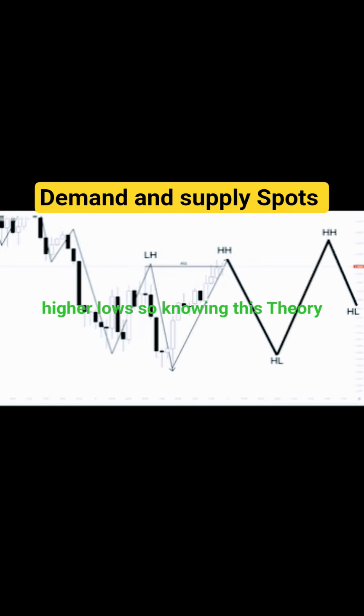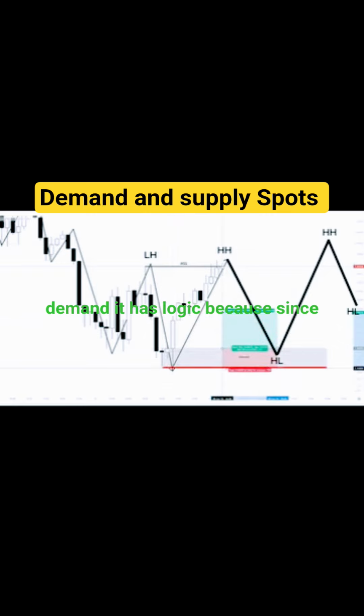So knowing this theory, most traders, and especially the smarter traders, would look to buy this market from a support or demand, which is most of the time found near the swing lows. The placement of the stop loss has a proper logic, being below the demand. It has logic because since you are now expecting higher lows, you're basically saying that the market should not break below the past low, but it should form the swing low above the past low.